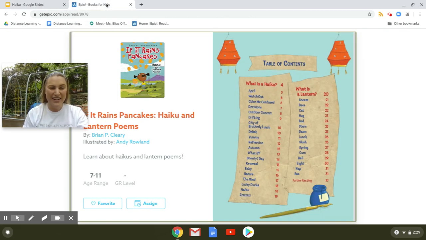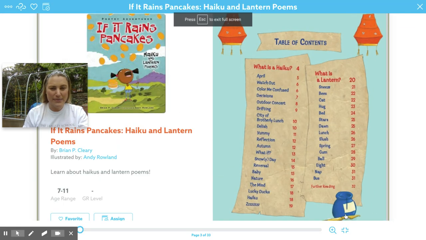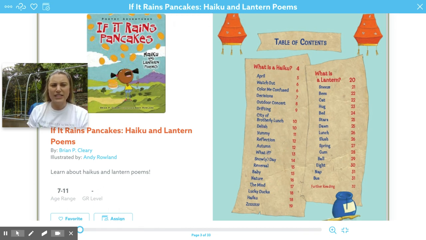I have been very excited to share some new haiku poems with you. As we talked about in school, a haiku is usually about nature. That's the most traditional and most common subject for a haiku. However, I found some super fun haiku poems about all different types of things.